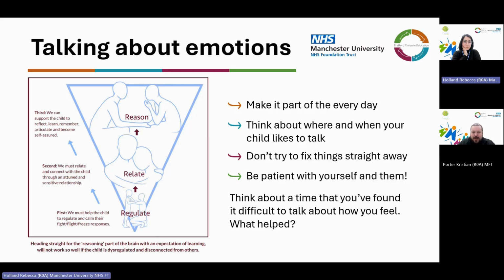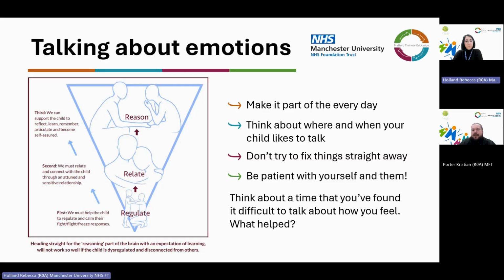And then the final step is reasoning. So once they've regulated, once you've related with them and validated their experience, you can then begin to try and problem solve some of those issues or some of those emotions with the young person. A lot of this stage is important, and it can help reduce the regulation stage in future, because if you help them to reflect on the experience and how to manage that experience better for the next time, they might need less support with that regulation and the overall cycle here.